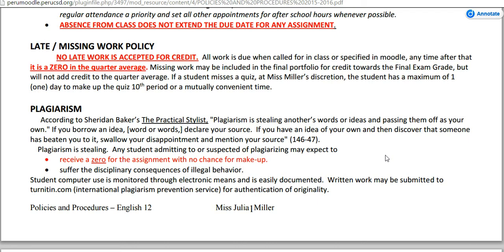So please, if you're stuck, ask for help. Don't just simply turn to copying. If someone does plagiarize, they receive a 0 for the assignment with no chance for makeup, and depending on how serious it is or how frequent it happens, there's a disciplinary consequence. So I monitor everything by electronic means, and we'll make sure that we don't use that as an option.